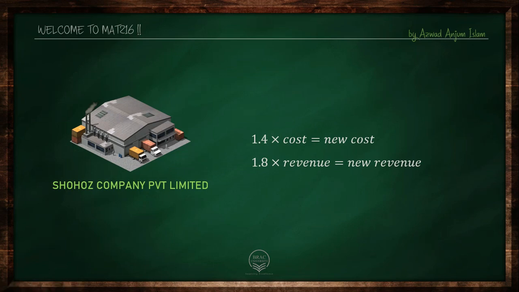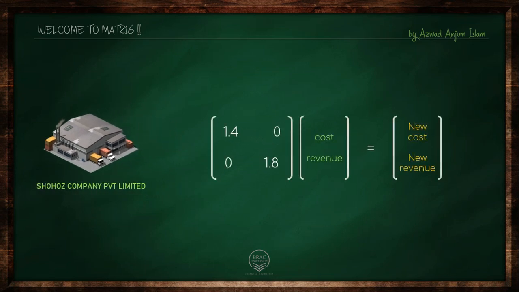Anyway, we can very easily express these two equations using a matrix vector multiplication. So let's do that. And here is our matrix vector multiplication. This is our matrix, and you may have noticed this is a diagonal matrix. This is our cost revenue vector. Multiplication will give me the new cost and the new revenue of the new year. And this relationship also tells me that if I keep multiplying this matrix over and over again, I'll keep getting the cost and revenue of each successive year.